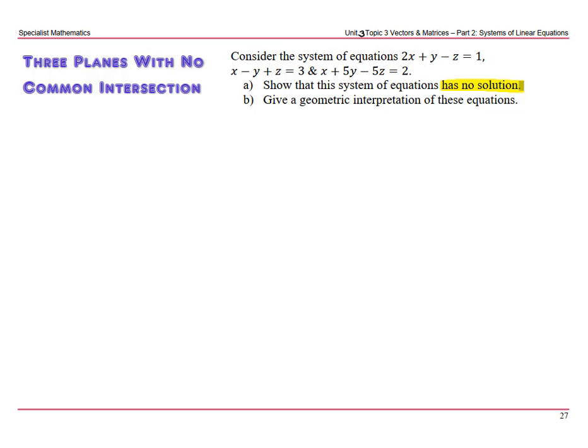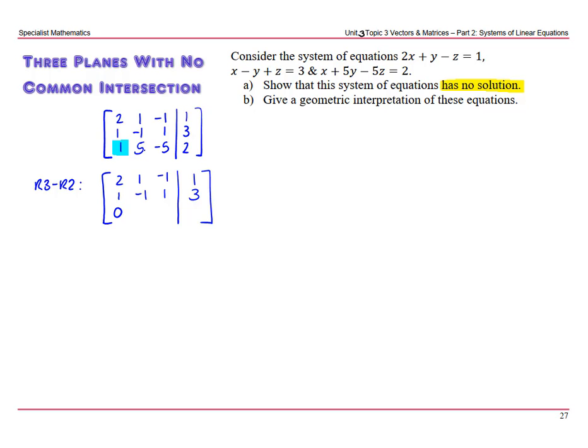So first of all, we need to solve the three simultaneous equations. You know how to do that using Gaussian elimination. Pause the video, have a go yourself. So let's start with the bottom element. Let's go row 3 minus row 2. 1 minus 1, 0. 5 take negative 1 is 5 plus 1 is 6. Negative 5 take 1 is negative 6. 2 take 3 is negative 1.